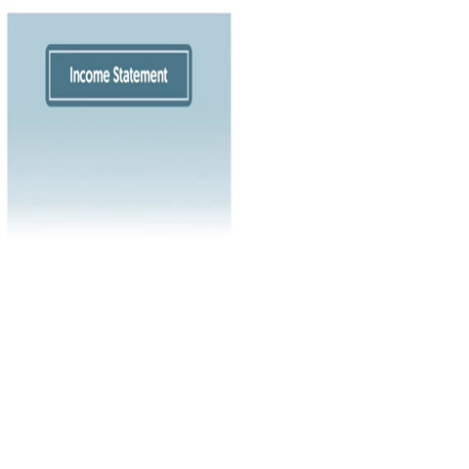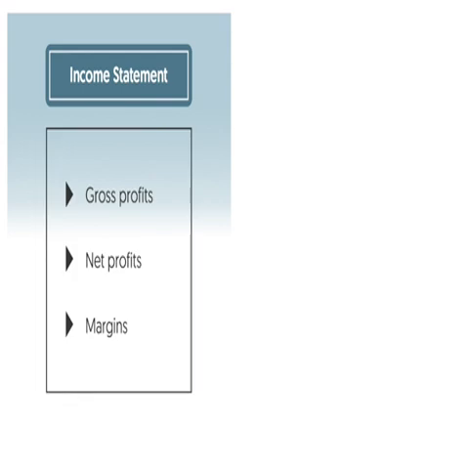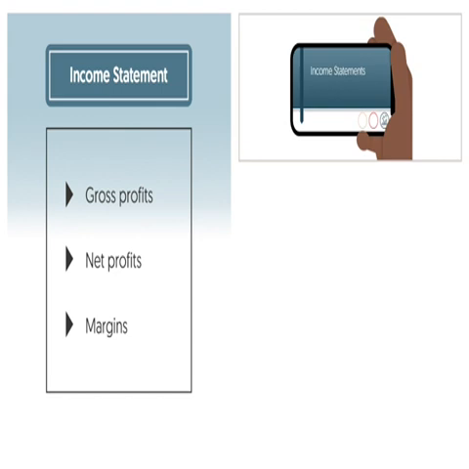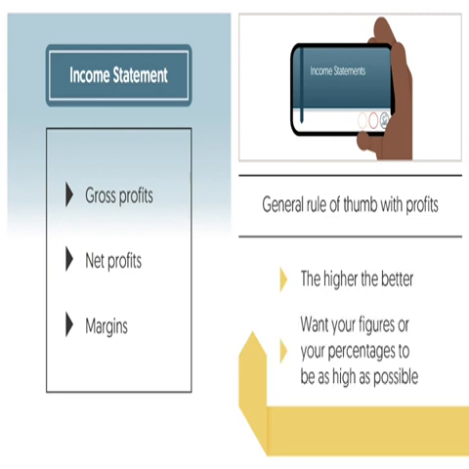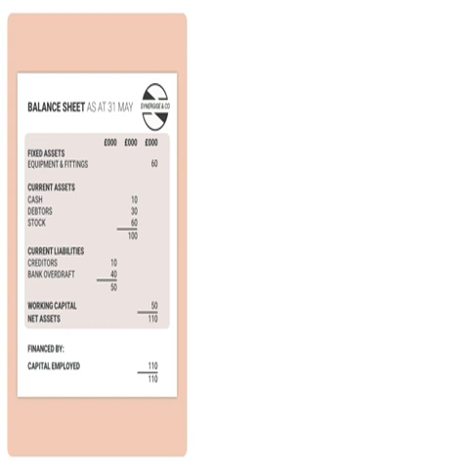On the income statement, a business can examine their gross profits, their net profits, and their margins. We talk about how to calculate these in our income statements pod. The general rule of thumb with profits is the higher the better. You want your figures or your percentages to be as high as possible. On the balance sheet, there are some additional calculations you can do.